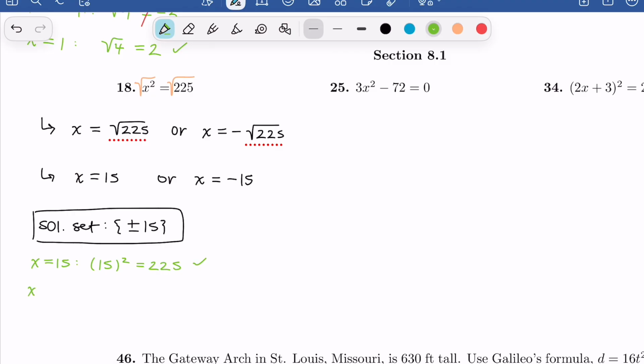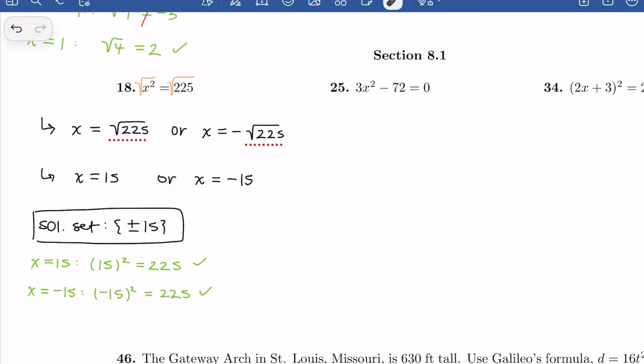All right, let's check our second solution here. x is equal to negative 15. Okay, I'm going to plug in negative 15 into my original equation here. And I'm going to get negative 15 squared is equal to 225, which is also a true statement, since a negative squared is always going to give us a positive. In fact, anything squared is always going to give us a positive. So this is why we have two solutions in our square root property. Okay, so keep that in mind whenever we're evaluating equations using the square root property.